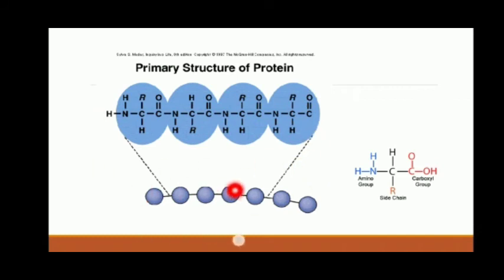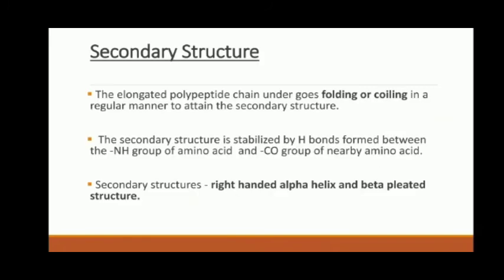So these are amino acids. These are various amino acids linked together by peptide bonds. So the only bond involved in the primary structure of protein is the peptide bond. Okay. And the next is secondary structure. The secondary structure means the elongated polypeptide chain that undergoes folding or coiling in a regular manner. Then we get the secondary structure.